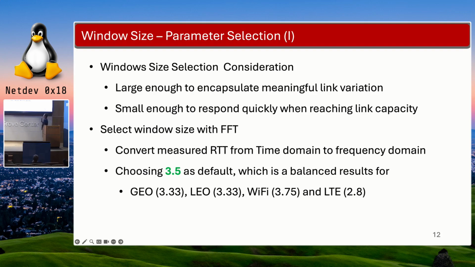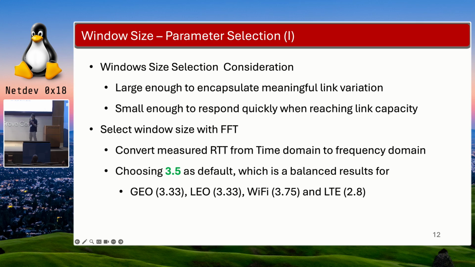The window should be large enough to capture meaningful link variation, the RTT changes. And it also should be as small as possible, so you can make a decision quickly when you reach the link capacity. We use the fast Fourier transform. We can convert the RTT time series into the frequency domain.